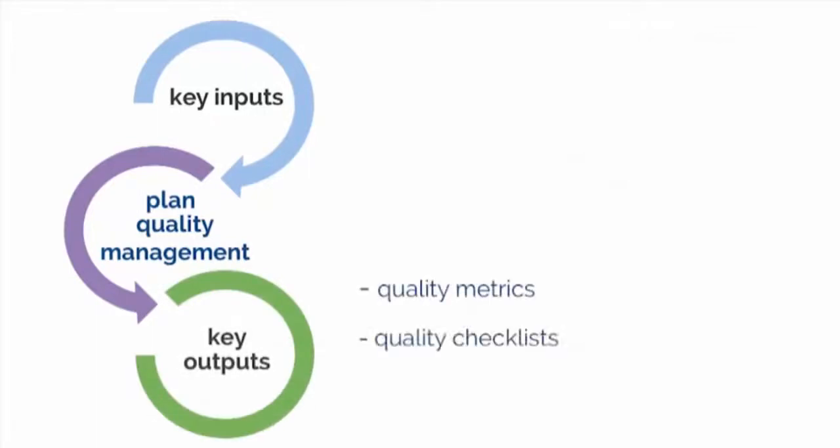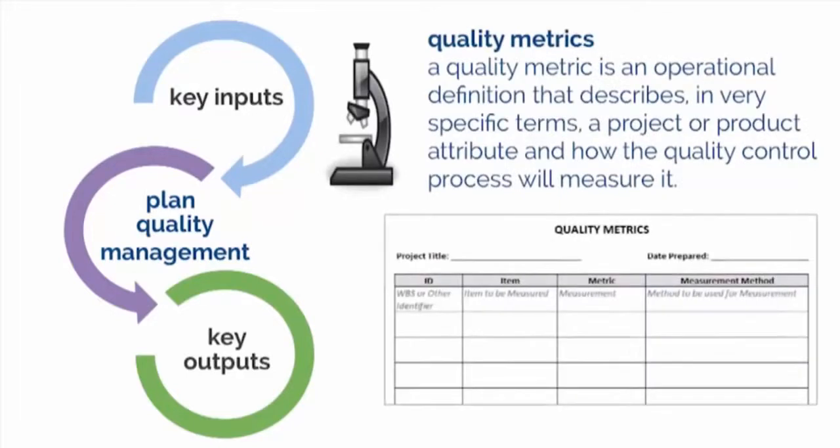Quality metrics and quality checklists are 2 key outputs for the plan quality process. A quality metric is an operational definition that describes in very specific terms a project or product attribute and how the quality control process will measure it. This could include things such as on-time performance or defect frequency. A quality checklist is a structured tool, which is usually component-specific, that we use to verify that a set of required steps has been performed and in the right sequence. These checklists are created in this process and implemented in the Perform Quality Control process.